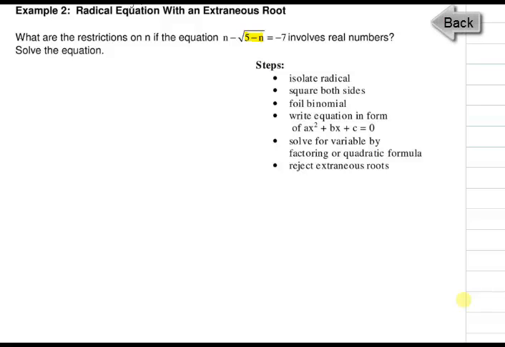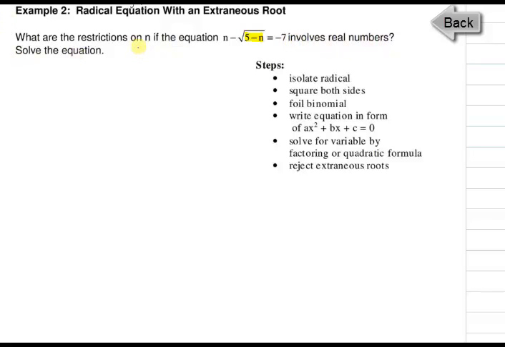Okay, so in this next example we're going to be taking a look at a radical equation that has an extraneous root. And if you recall, an extraneous root is a solution obtained in solving an equation that does not satisfy the initial restrictions on the variable. In our case, when solving radical equations, extraneous roots satisfy the equation after squaring, but they are not roots of the original equation. Okay? So, what are the restrictions on n if the equation n minus the square root of 5 minus n equals negative 7 involves real numbers, and then solve the equation?